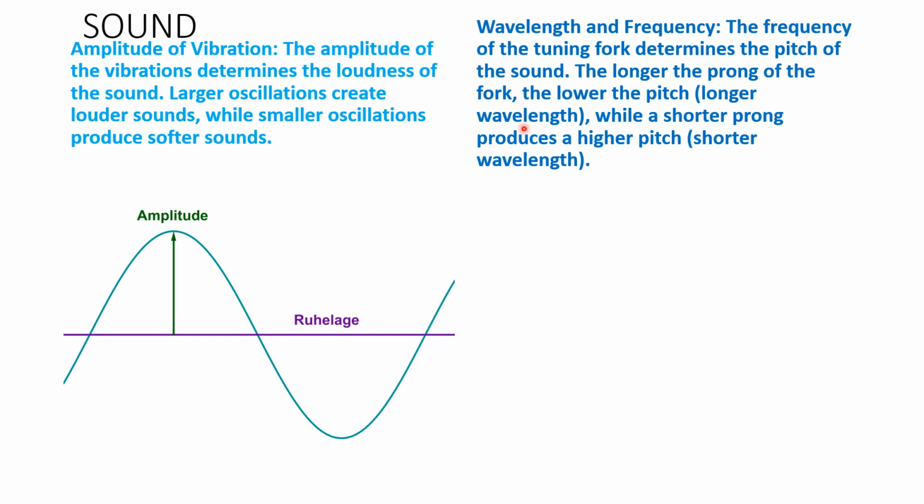Now next is wavelength and frequency. The frequency of the tuning fork determines the pitch of the sound. The longer the prong of the fork, the lower the pitch. That means the longer the wavelength. This is called one wavelength.